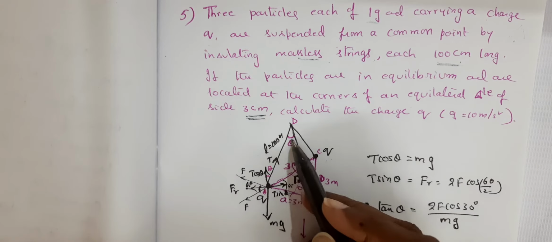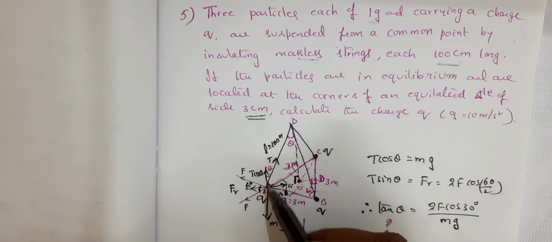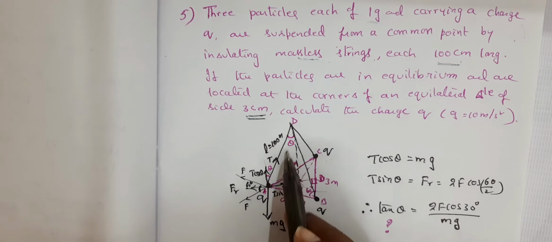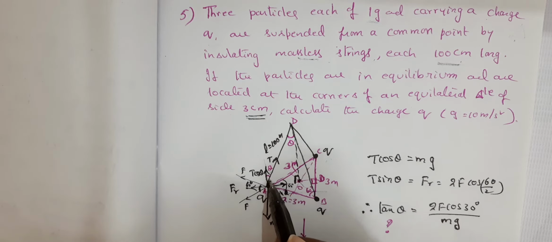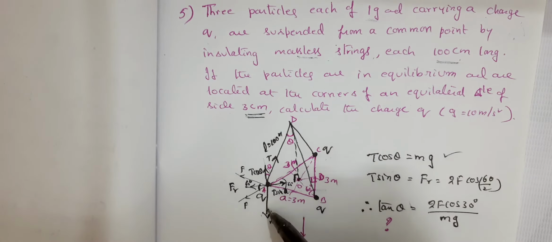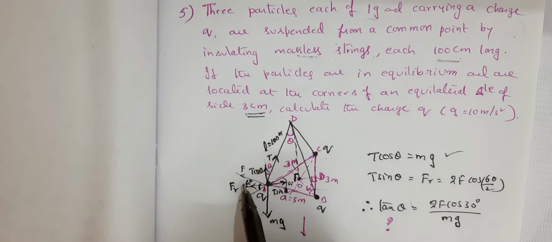Suppose one of the strings makes an angle theta with the vertical, then this also makes an angle theta here. So in this direction you have T cos theta, and in the other direction it is T sin theta. If this is theta, this is also theta, right? So T is resolved into two components in such a way that T cos theta is equal to mg. Weight and T cos theta are balanced, and T sin theta is balanced by the resultant force, right?